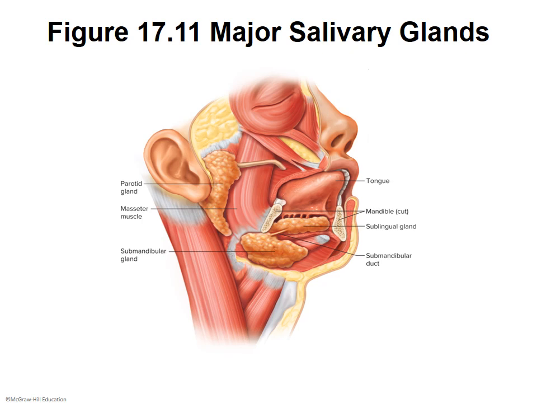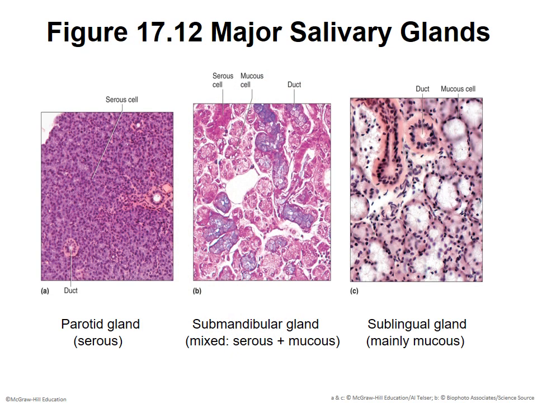This is a picture of it. This right here is the parotid. Again, it's around the ear. Submandibular, sublingual. These are pictures of the different ones.